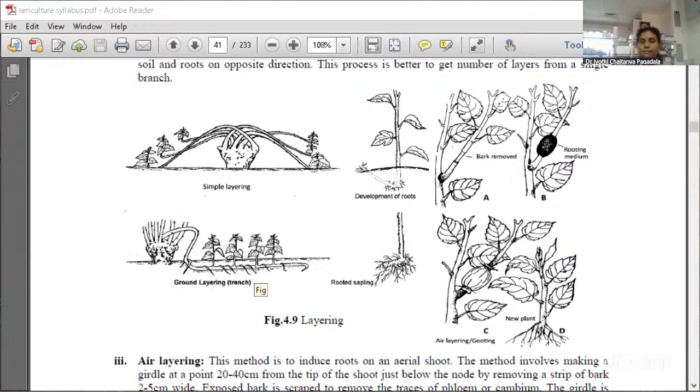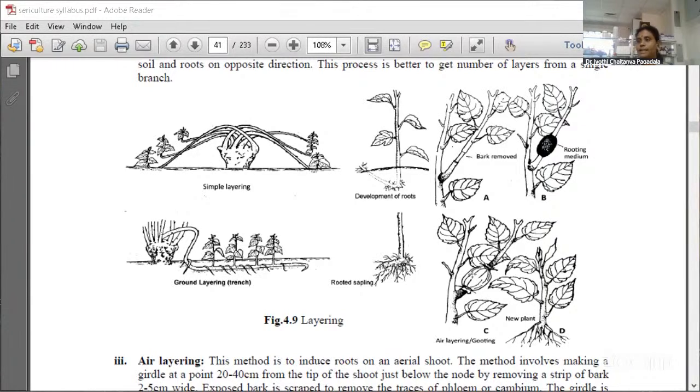Air layering. Here, air layering is a method to induce roots on an aerial shoot. The method involves making a girdle at a point 20 to 40 centimeters from the tip of the shoot, just below the node, by removing a strip of bark 2 to 5 centimeters. The exposed bark is scraped to remove traces of phloem or cambium.